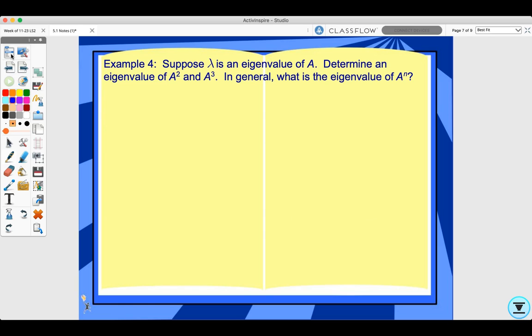Let's look at example 4. Suppose lambda is an eigenvalue of A. Determine the eigenspace for A squared and A cubed. In general, what is the eigenvalue of A^n? Okay, so since lambda is an eigenvalue of A, there is a non-zero vector x such that Ax equals lambda x.